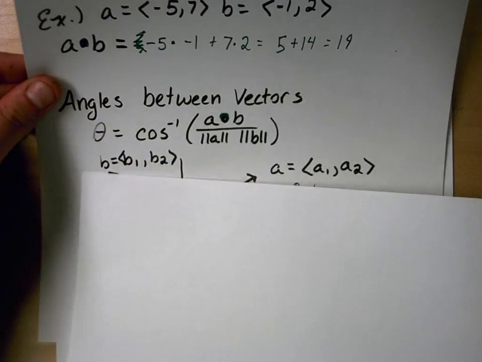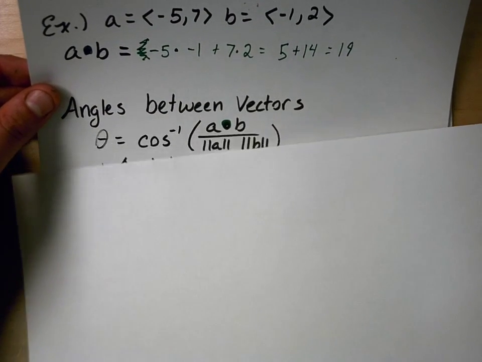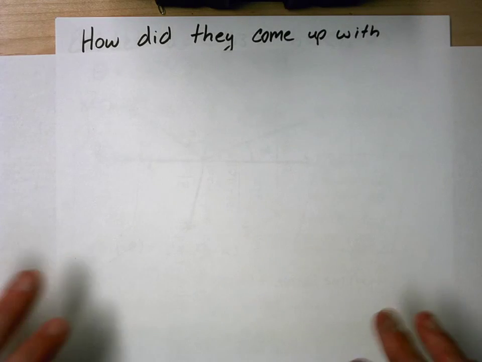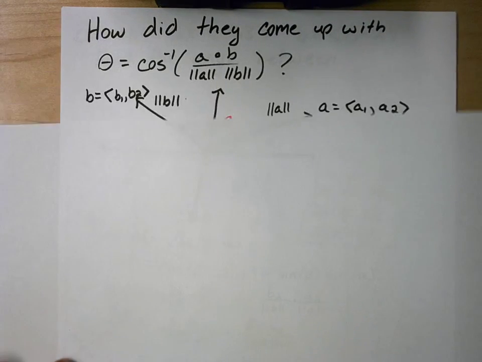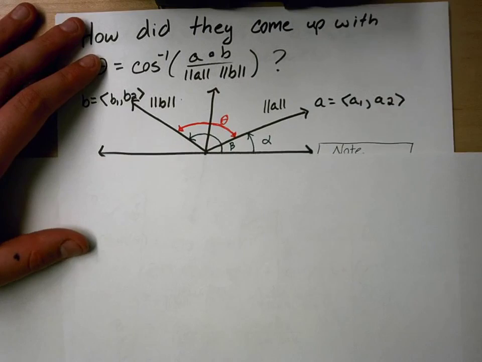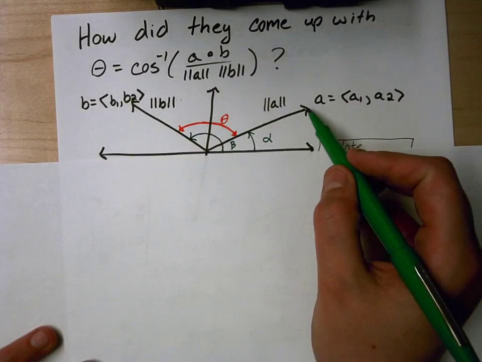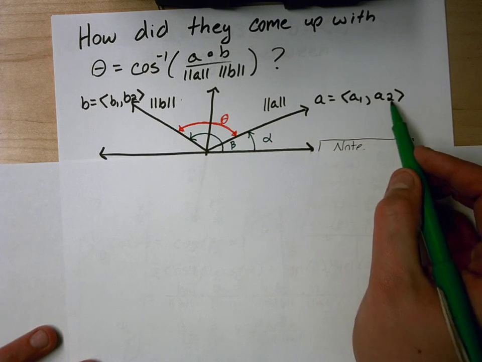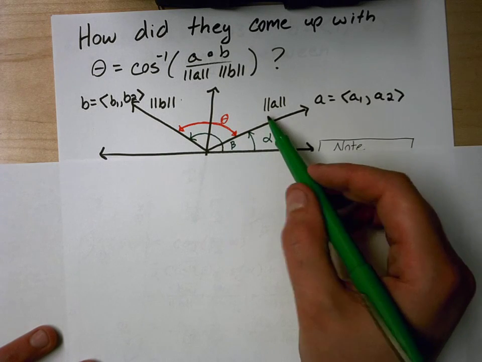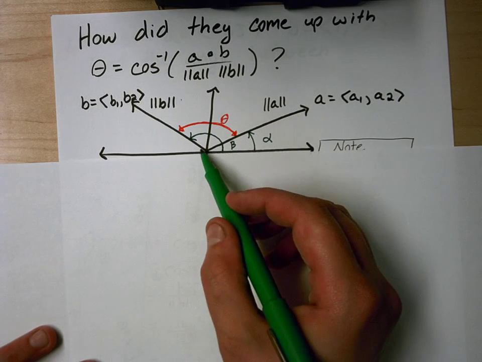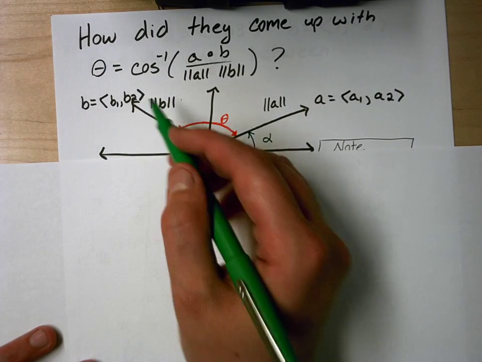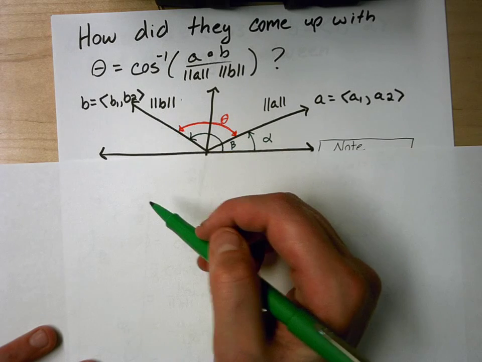Right, so let's go ahead and derive this formula. You guys would be surprised. We actually know enough to get this formula on our own. So, how did they come up with it? Well, let's go ahead and draw two vectors. So, if I have vector A over here, right? Let's say that A has horizontal component A1, vertical component A2, and give its length as the magnitude of A. Okay, and let's say that our vector B has horizontal component B1, vertical component B2, and has length magnitude B.